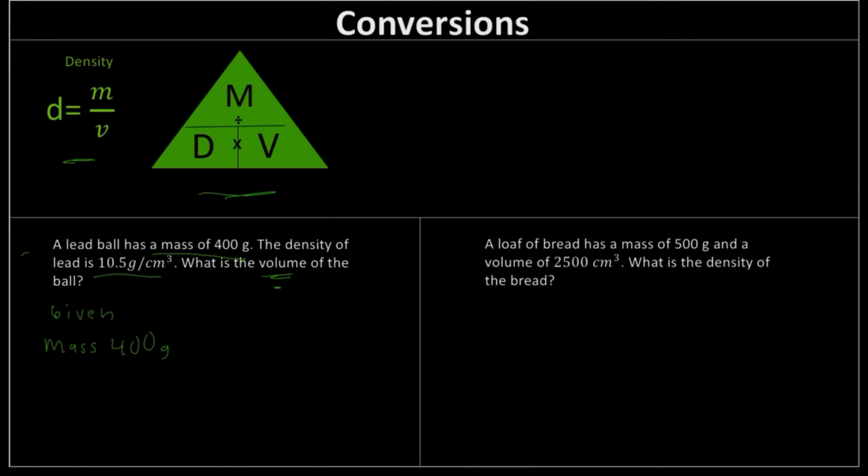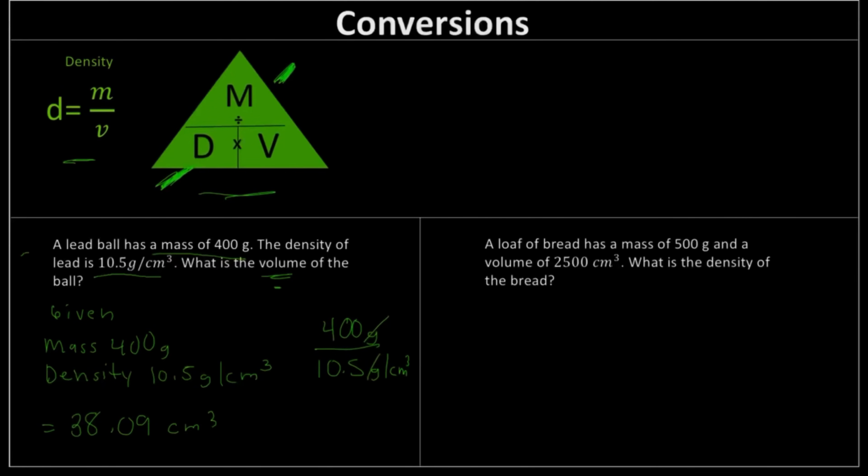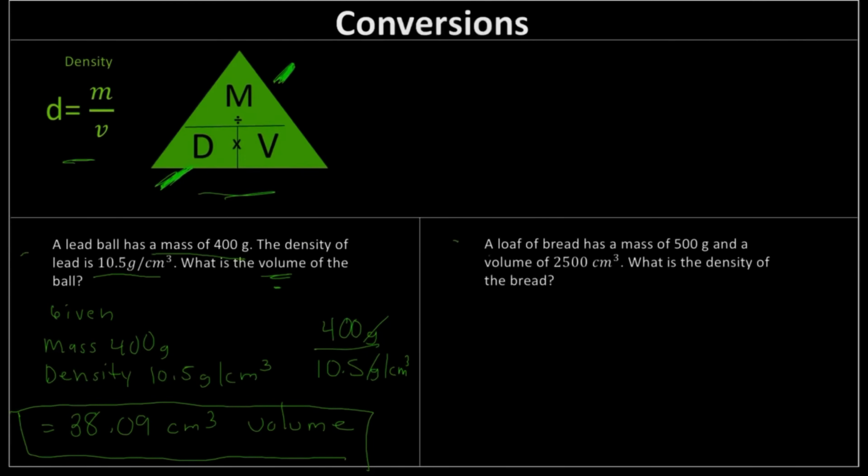So to find the volume here, we would have to divide our mass. So I'm just writing out our mass is 400 grams once again, and density is 10.5 grams per cubic centimeter. So we just divide those two, and it's going to give us 38.09 cubic centimeters as the volume.